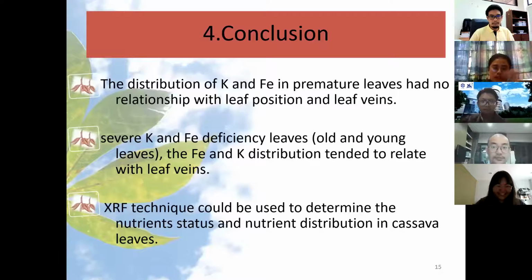Conclusion: the distribution of potassium and iron in pre-measured leaf has no relationship with leaf position and leaf vein, and in severe potassium and iron deficiency leaf, old and young leaf, the iron and potassium distribution tend to relate with leaf vein. And the XRF technique could be used to determine the nutrient status and nutrient distribution in cassava leaf. Thank you.